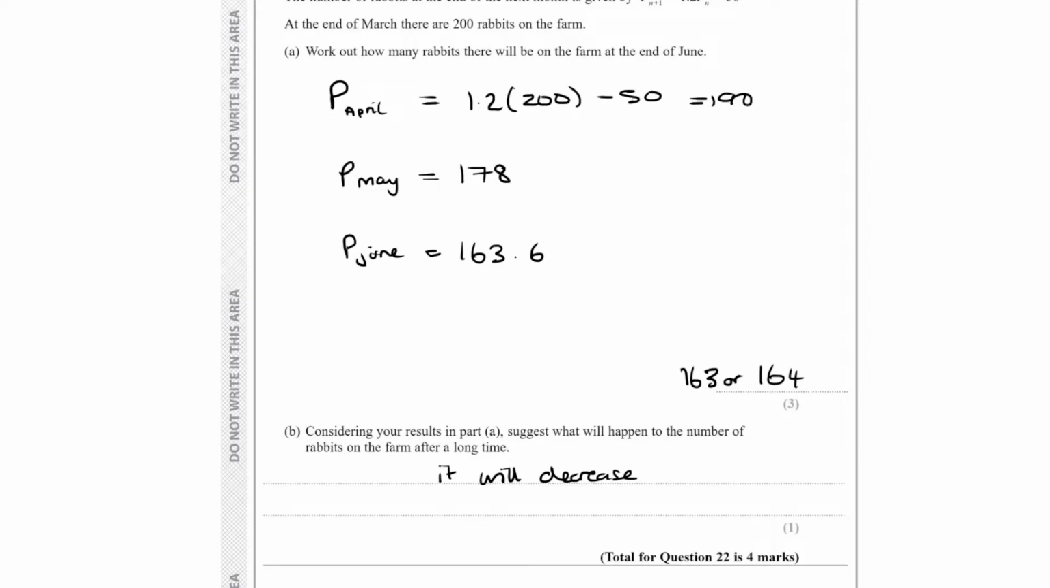You could say that obviously after a long time there might not be any rabbits, because after a very long time it will at some point get to 0. So that's fine. But technically I would probably have thought of "it will decrease" as my main answer.